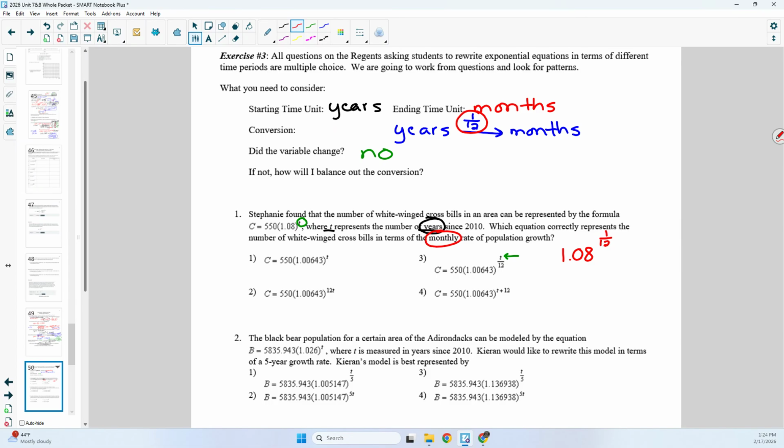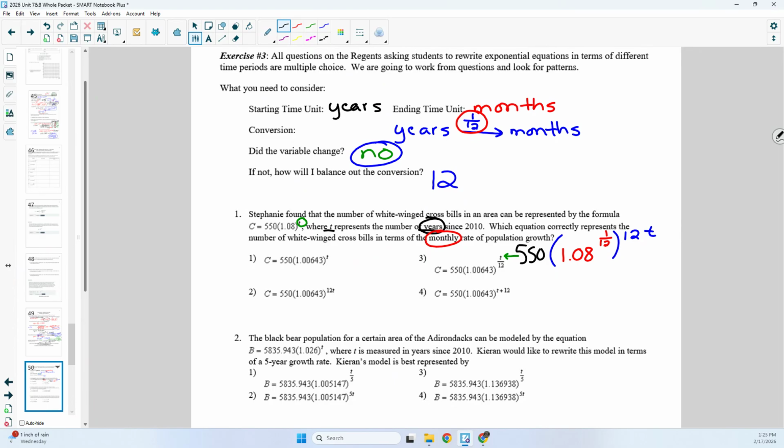But that would completely change the equation. And we know we can't just throw stuff into an equation, we have to write something to balance it. So this is showing that monthly growth. But so I don't change my equation because the variable didn't change, if I have a 1/12 in here, I need to write a 12 on the outside to balance it out. The 550 really has nothing to do with any of this, but I'm going to write that down now.